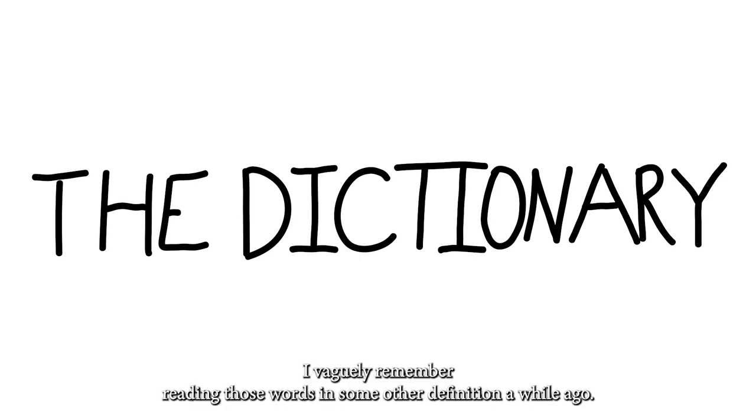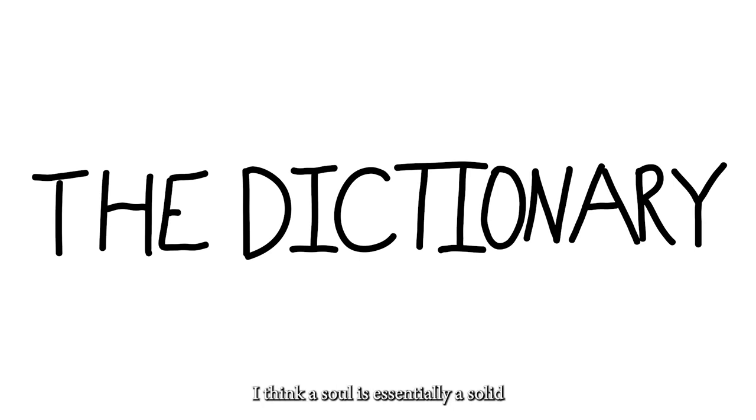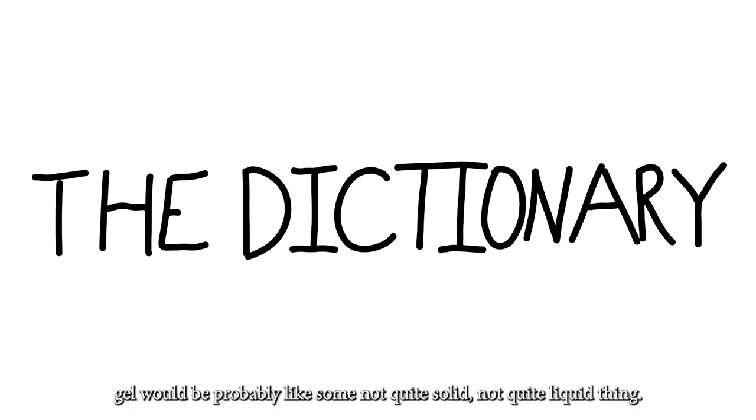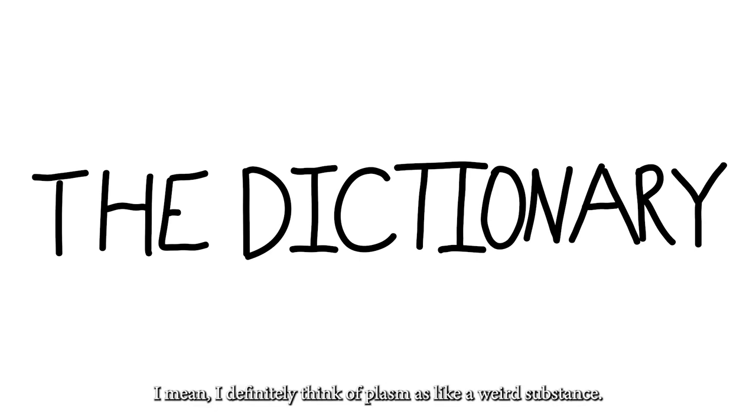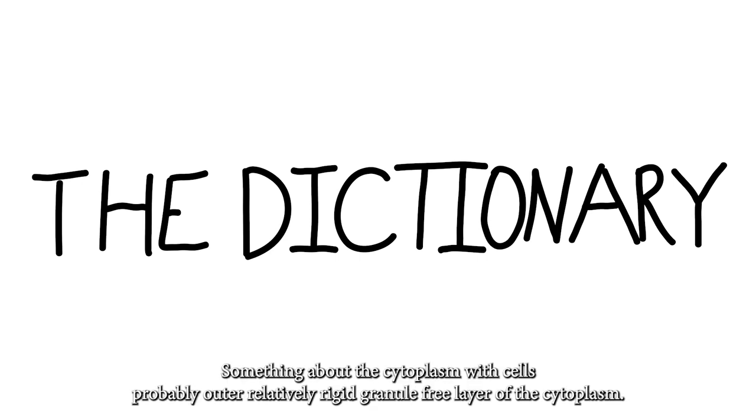I vaguely remember reading those words in some other definition a while ago. I think a sol is essentially a solid. Gel would be probably like some not quite solid, not quite liquid thing. Ectoplasm. I definitely think of plasm as like a weird substance. What this is exactly describing, I am not entirely sure. Something about the cytoplasm with cells, probably?